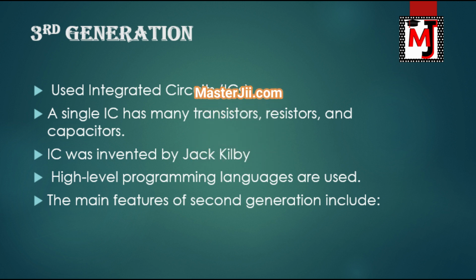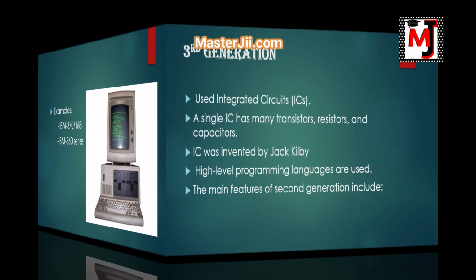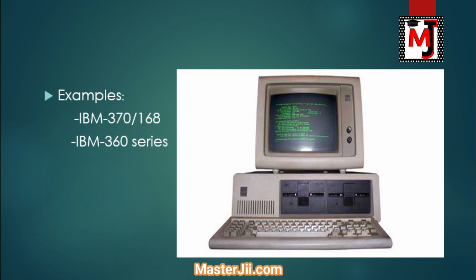Now, the main features of the third generation are: IC used, more reliable in comparison to previous two generations, smaller size, generated less heat, faster, less maintenance required, costly, AC required, consumed less electricity, supported high-level language. Its examples include IBM 360 series, IBM 370/168, PDP (Programmed Data Processor), etc.